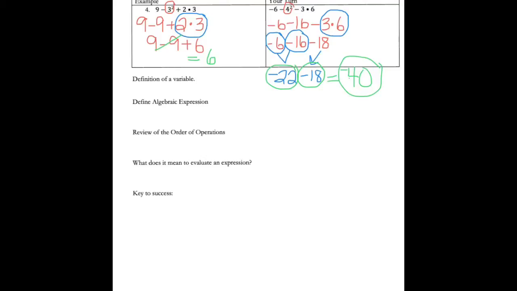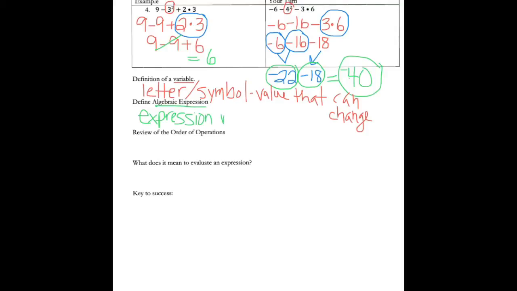So we're going to talk about some definitions here. What is a variable? A variable is usually a letter. It could be a symbol, like maybe a smiley face. It just represents a value that can change, or an unknown. So we use variables when we want to represent a value that can change, or we want to represent an unknown. An algebraic expression is just an expression that has a variable in it. An expression, remember, is just any type of mathematic operation. 2 plus 3 is an expression. 3 minus 5. 2 to the third power. It becomes algebraic when we add a variable.